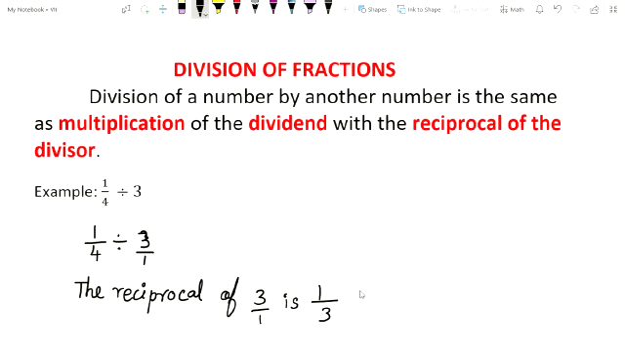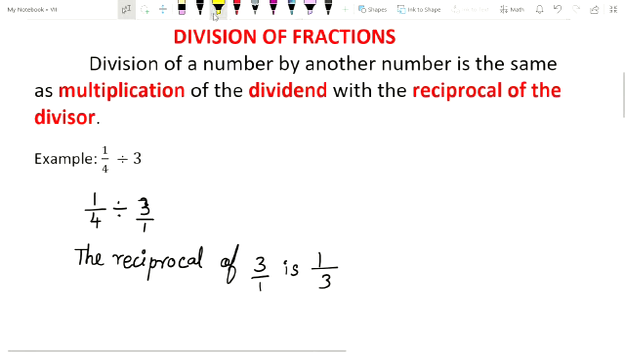Okay, now what are we going to do? We are going to multiply. So what do you want to do? Multiplication of the dividend with the reciprocal of the divisor. Here the dividend is 1 by 4. We are going to change this symbol, so instead of division you put multiplication. If you change the symbol, you have to take the reciprocal of the divisor. So the reciprocal of the divisor is 1 by 3.